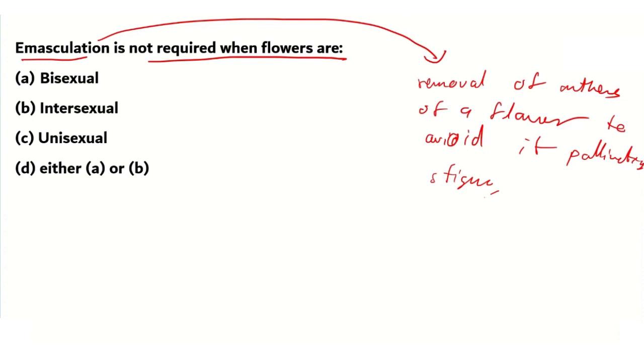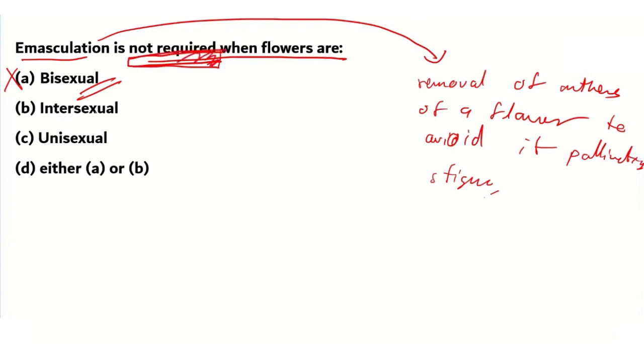So therefore, emasculation occurs when you have both anthers and stigma in the same flower. So that means in bisexual flowers emasculation is a necessity. So option A is always incorrect because the question is asking about not a requirement. So if it's not required, then bisexual has to be incorrect.